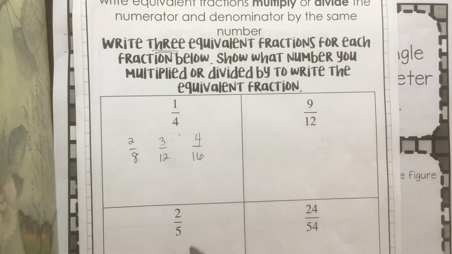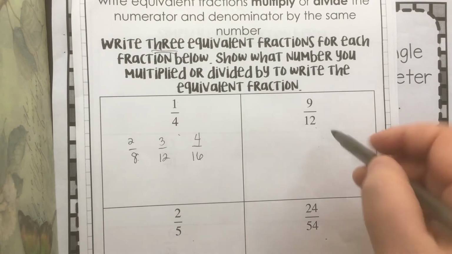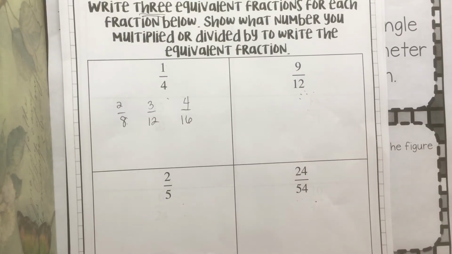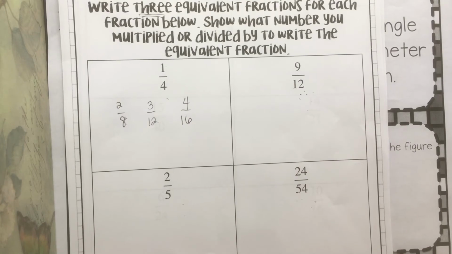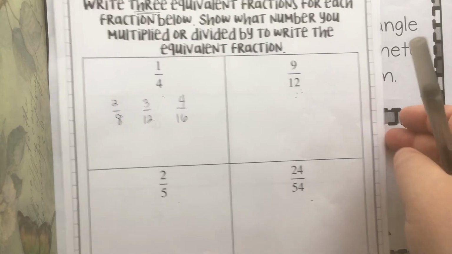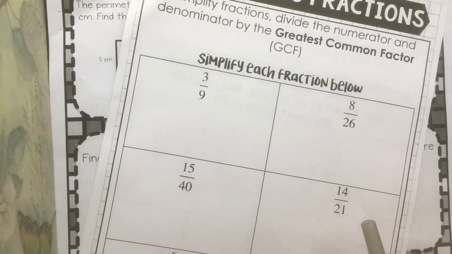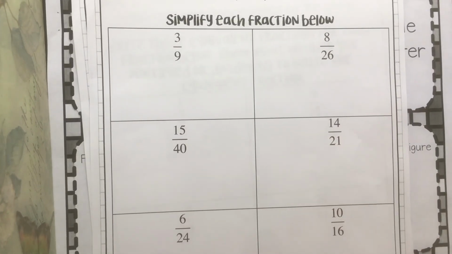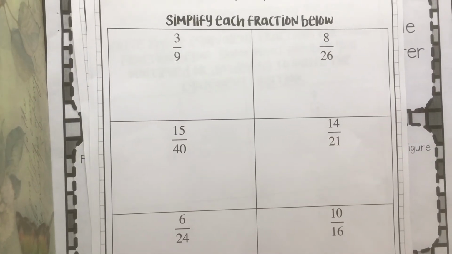You're going to do the same thing for those 3 fractions. This one, you can reduce first, and that will be your first equivalent fraction. Same with this one. You could reduce that fraction first, and that could be a first equivalent fraction. Give it a try. The last thing you're going to do to practice is you're going to find the greatest common factor, or you're going to simplify these fractions. Remember that you need to find the greatest common factor.